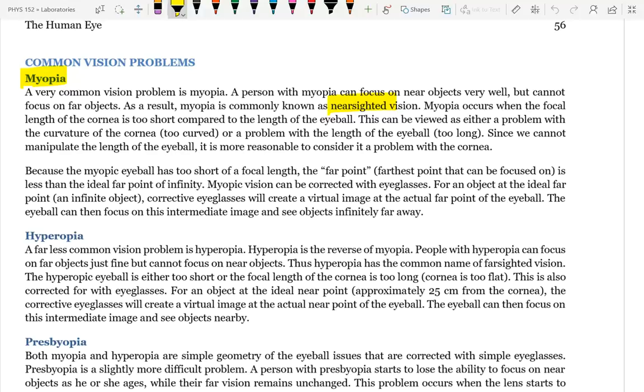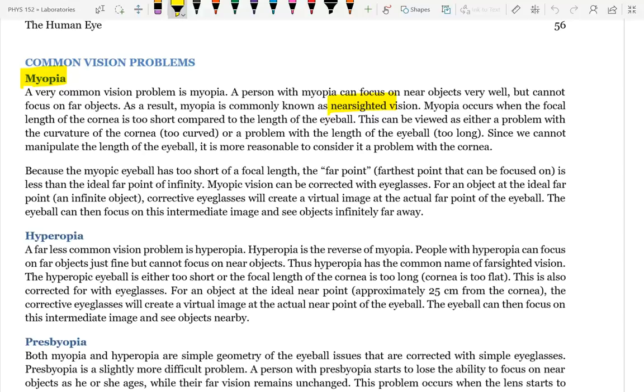So if I put this lens in, there, look. The light all came to focus on the retina. I've got perfect vision. That's the way it's supposed to be. But what if I don't have perfect vision? Let's put in this here.